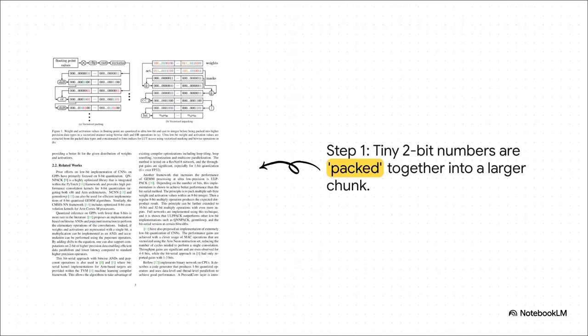Step 1 is super clever. The system takes a whole bunch of these tiny 2-bit numbers and packs them all together. Think of it like neatly arranging a bunch of tiny beads into a single, larger container. You're putting them into one bigger unit that the CPU is actually comfortable and designed to handle.